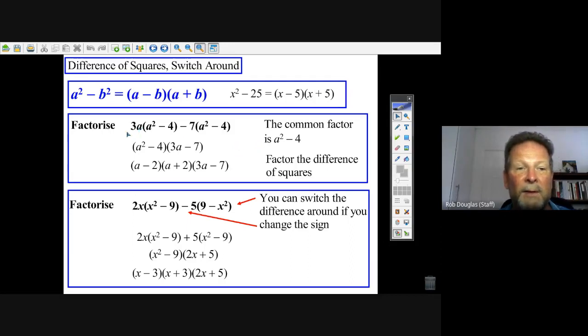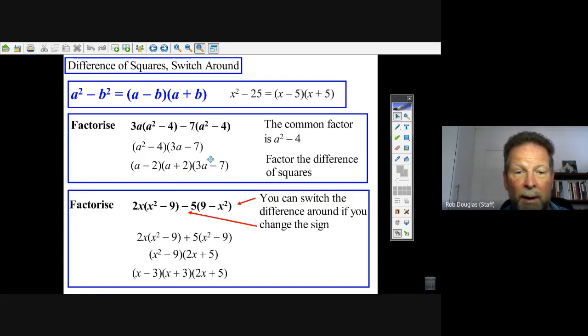Now, if you have something like this, let's look at a question like this. It looks a bit scary, but you look for a common factor. Well, if that bracket is the same in both things, see a squared minus 4, you can write it down once. A squared minus 4 times 3a gives me this product, 3a times a squared minus 4. And a squared minus 4 times minus 7 gives me this, minus 7 times a squared minus 4. So you can write down the common factor. But hey, we know how to factor a squared minus 4. It's a minus 2, a plus 2. So there's the whole thing factored.